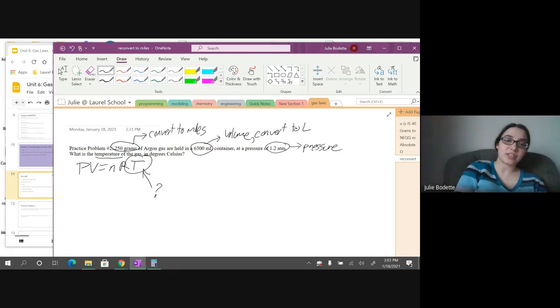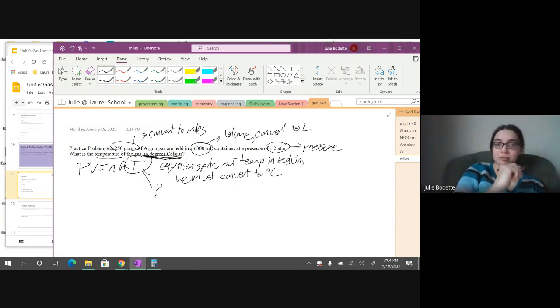And also notice they asked for the temperature in degrees Celsius. So this equation will spit out an answer in Kelvin, right? Because that's the units that it uses. So we're going to have to convert, right? So we'll say equation spits out temp in Kelvin. We must convert to degrees Celsius. Okay, let's see. So I've got a lot of unit conversions here. So let's do all of our unit conversions and then we can start plugging in.